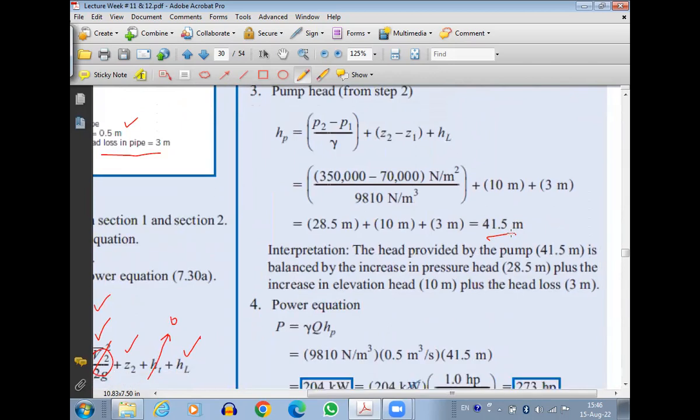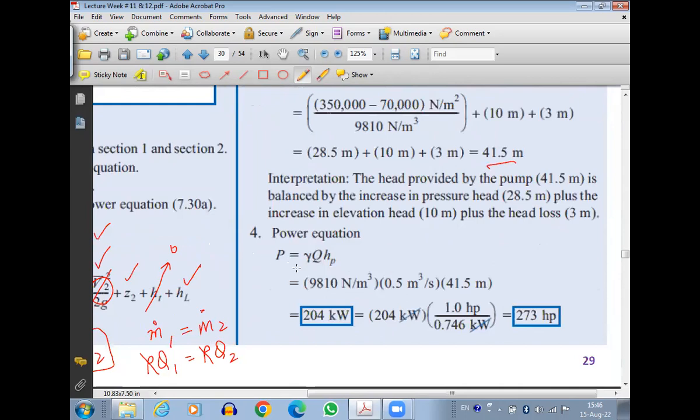And if you know what is the pump head, then you can use the power equation to find out how much is the pump power. Since we know the volume flow rate, we can use the volume flow rate. In this case, the formula for that is gamma Q HP. So gamma is known, Q is provided in the question, HP already calculated, so the power comes out to be 204 kilowatt. Or if we know the conversion factor between kilowatt and horsepower, we can find out how much is the horsepower required. So this is the solution to this problem.